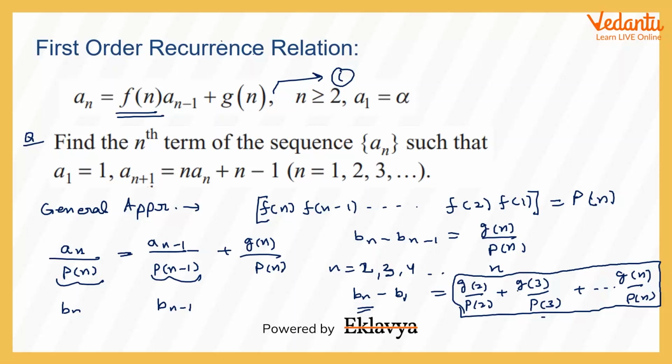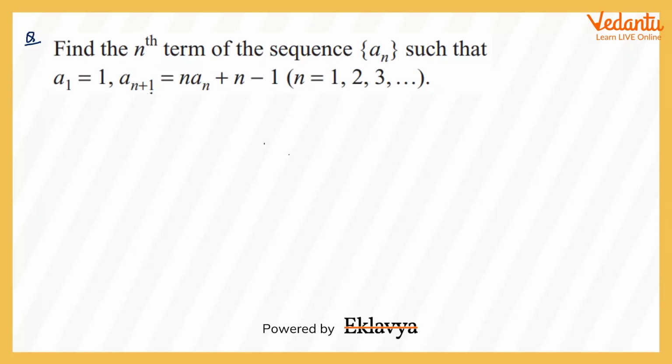Okay, now the same thing I am going to apply in this question which I have written here. So let us go to the next slide. Here you can see fn is n. So fn minus 1 will be equal to n minus 1. Now this pn, it will be just the product of these things.